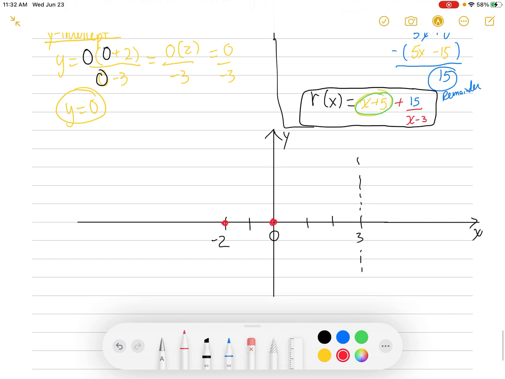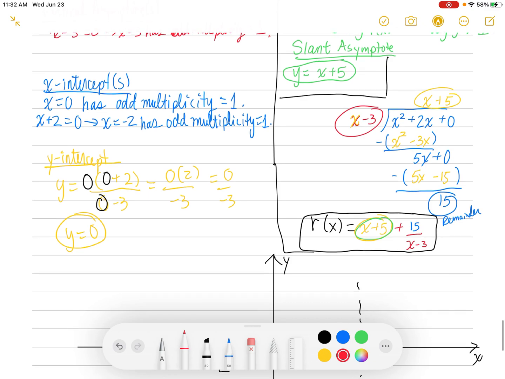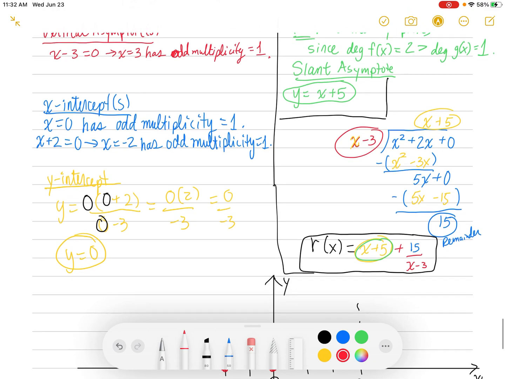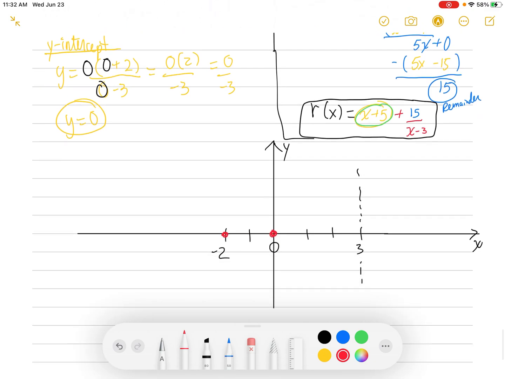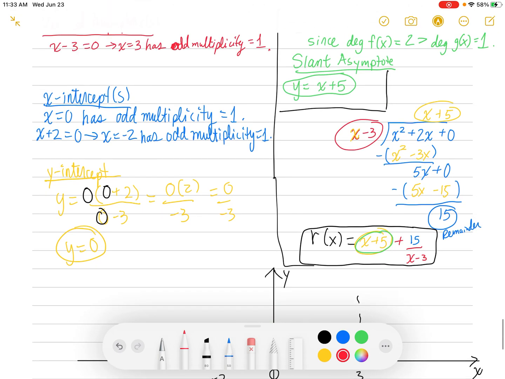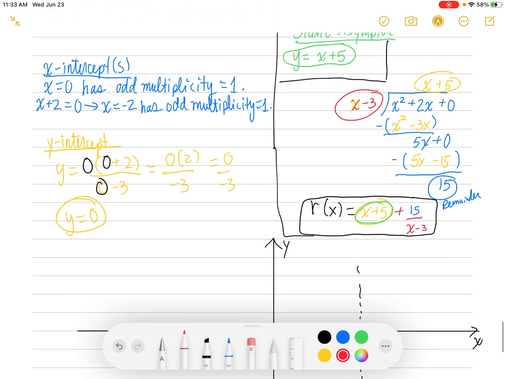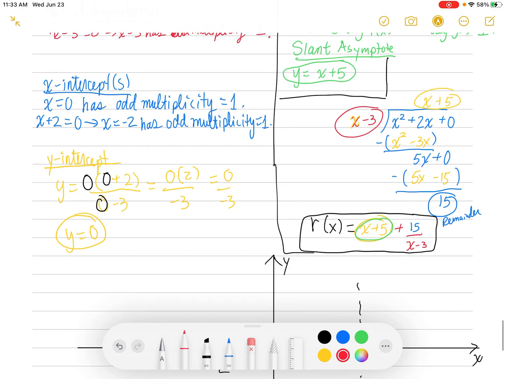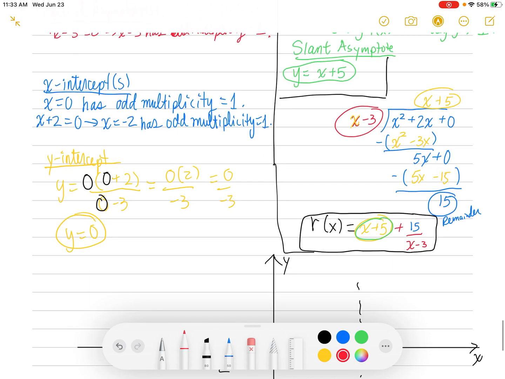What did I say? 0 and negative 2. I'm getting distracted by something else right now. So I have one here and one here. Those are my x-intercepts. What else? I have a y-intercept at 0. That's there at the same place as the x-intercept at 0.